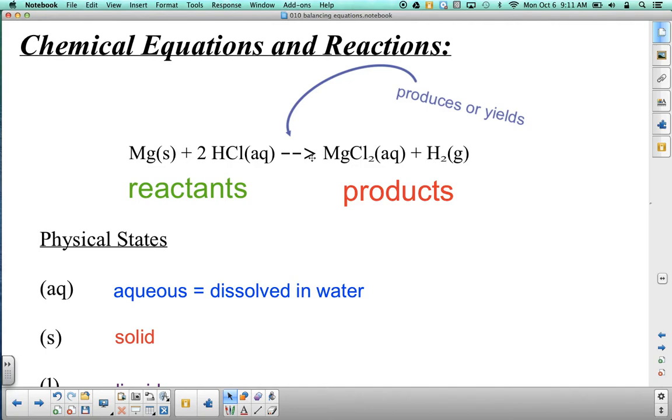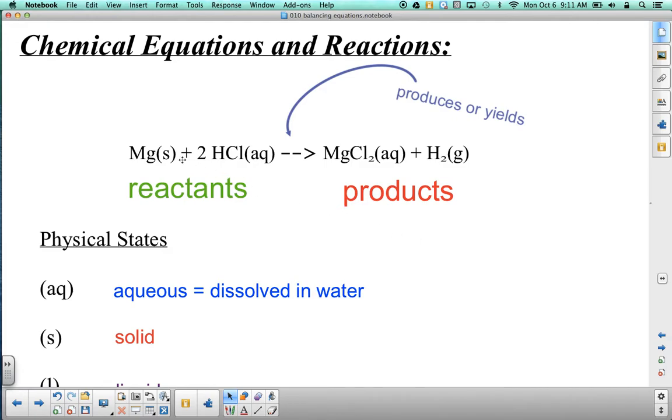This equation would be read as solid magnesium reacts with hydrochloric acid to produce aqueous magnesium chloride and hydrogen gas. A common mistake is to use an equal sign in place of the arrow in the equation. An equal sign would imply that magnesium and hydrochloric acid are the same as magnesium chloride and hydrogen gas, rather than magnesium and hydrochloric acid reacting to form magnesium chloride and hydrogen gas.